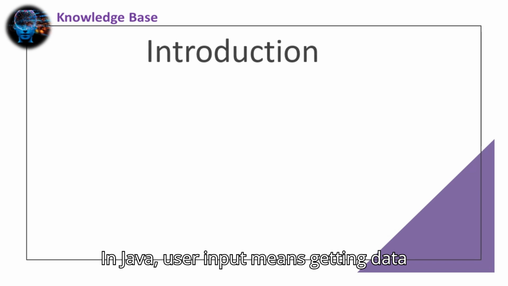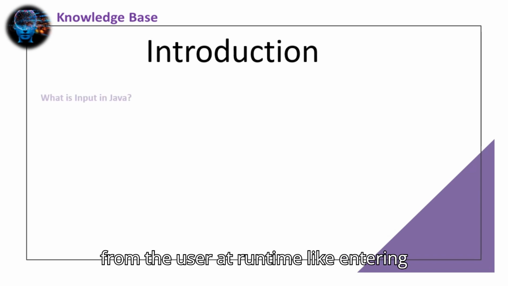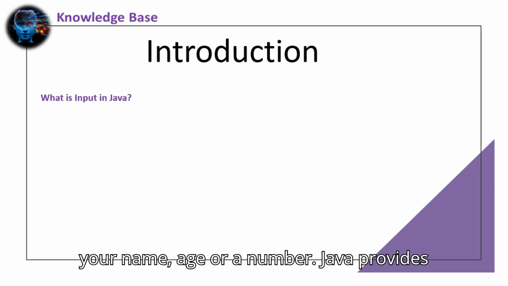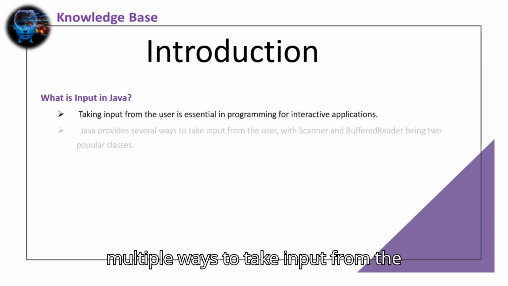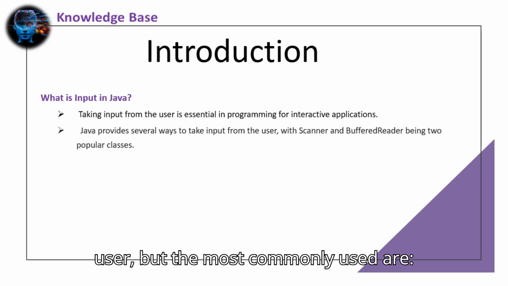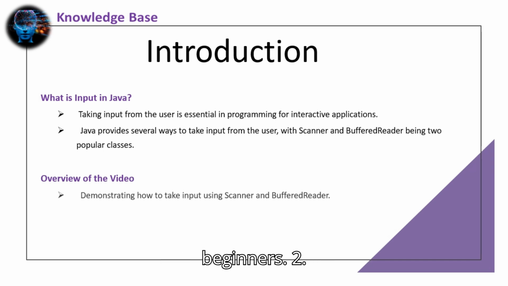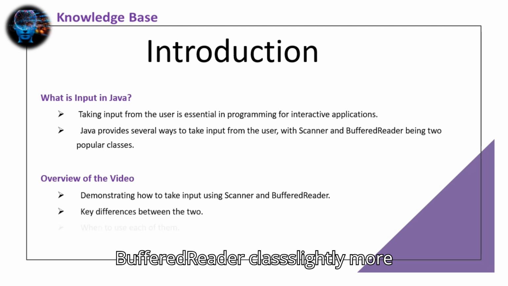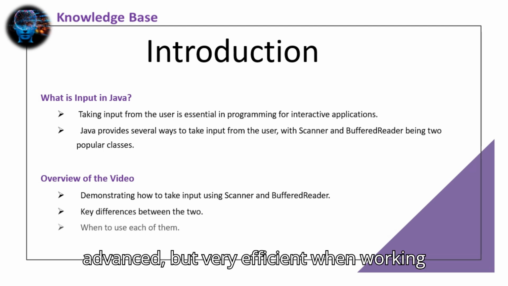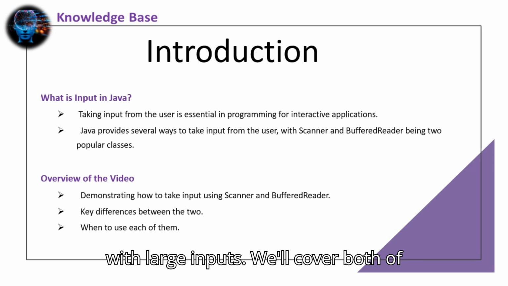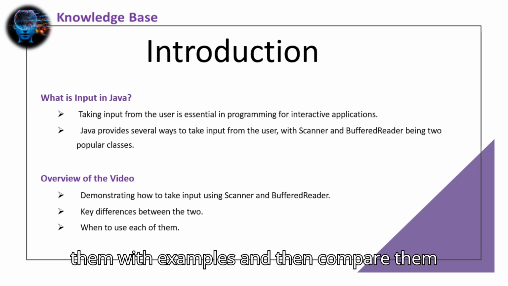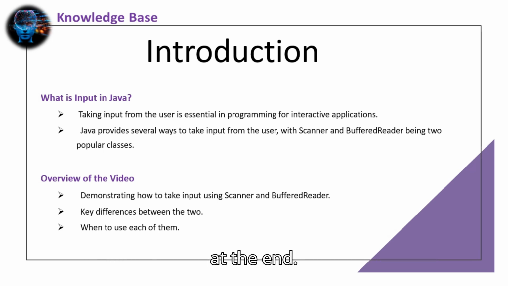In Java, user input means getting data from the user at runtime, like entering your name, age, or a number. Java provides multiple ways to take input from the user, but the most commonly used are: 1. Scanner class. Simple, flexible, and perfect for beginners. 2. BufferedReader class. Slightly more advanced, but very efficient when working with large inputs. We'll cover both of them with examples and then compare them at the end.